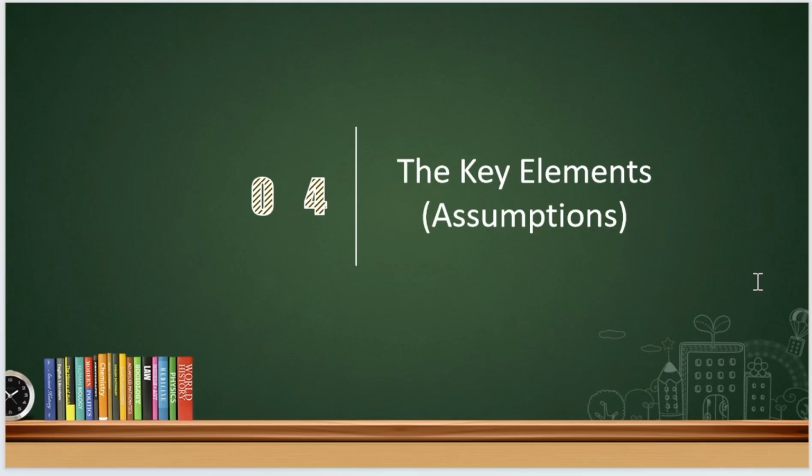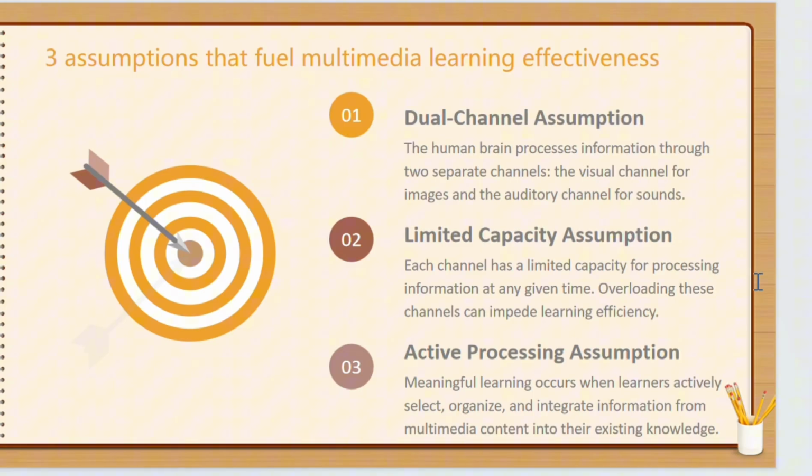The core of CTML is based on 3 main assumptions for multimedia learning effectiveness. The first is the dual-channel assumption. Visual and auditory information are processed through separate channels.